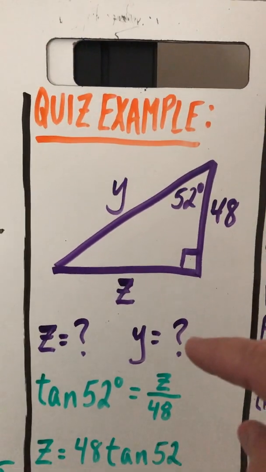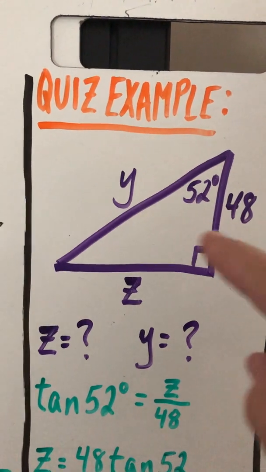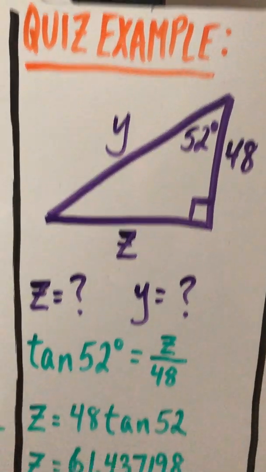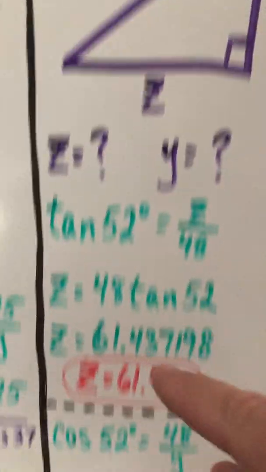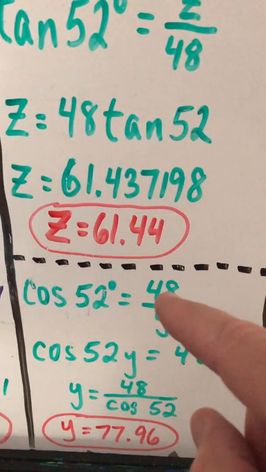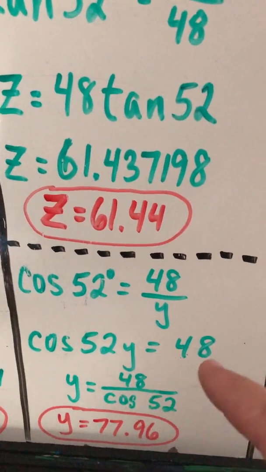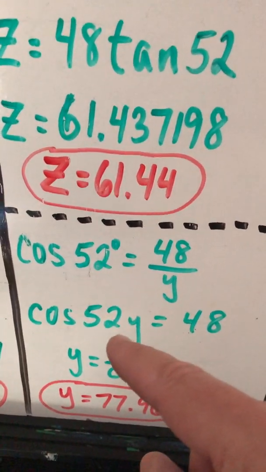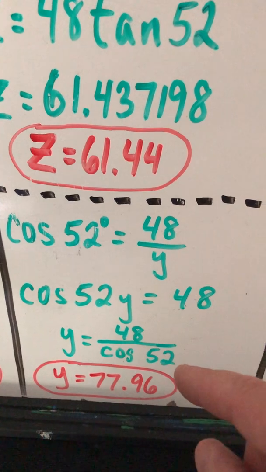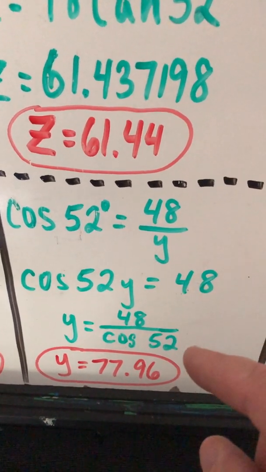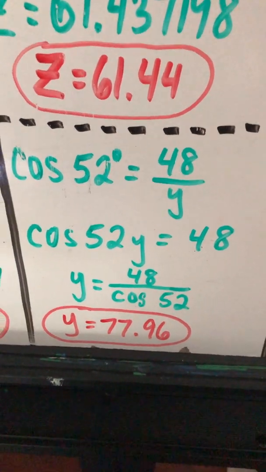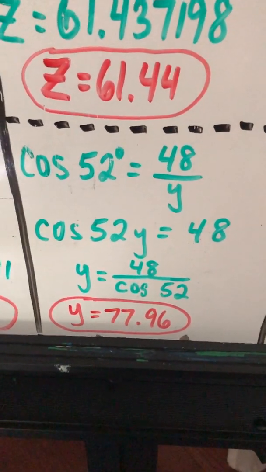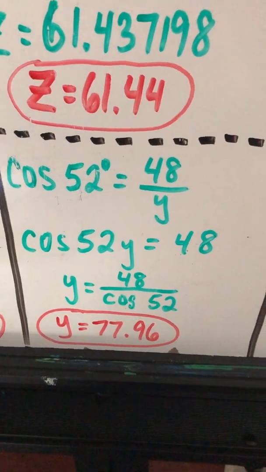How do I find y? Once again, since it's adjacent and hypotenuse, I'm going to use cosine. Cosine 52 equals 48 over y. Cross multiply, cosine 52y equals 48. I divide by cosine 52. 48 divided by cosine 52 will give me 77.96. Please try that on your calculator before you take your quiz.